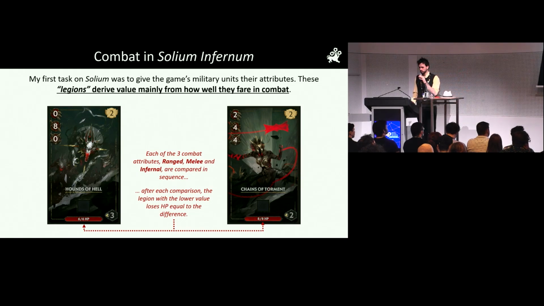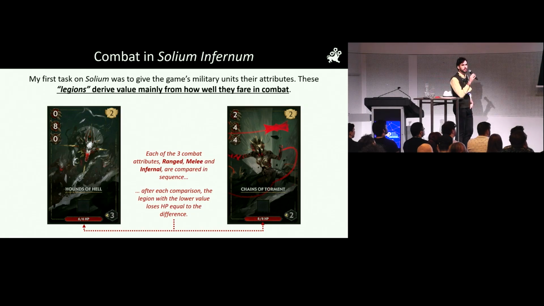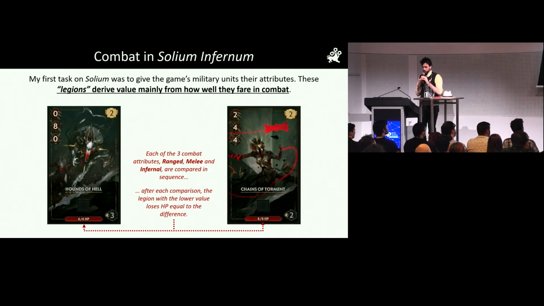So to give you an example, who do you think is going to win here? Chains? Who votes for the Hounds of Hell? Yeah, they have pretty nice art. I would go for them just for the artwork. Who goes for Chains? Yeah, so if we sum all the values on the Chains card, we get a higher number overall. But as we'll see, that's not always going to be a good metric for telling us which one will win in Solium Infernum.